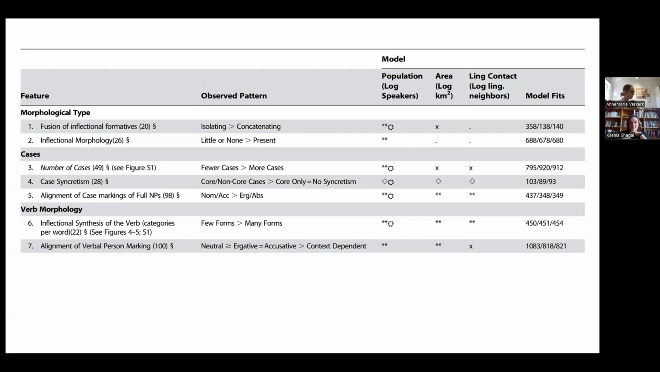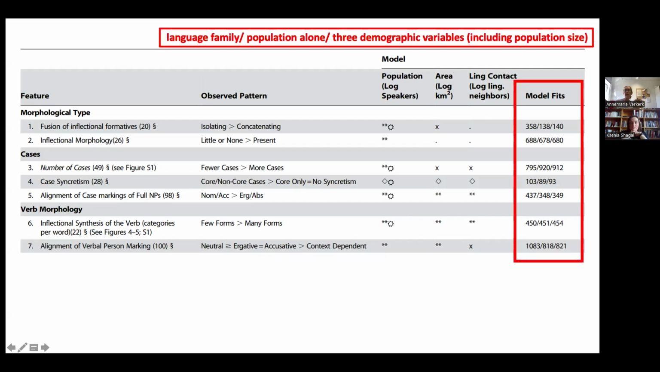Basically, they do a linear model where they test more complex versus less complex types of language structures in terms of these three different models. So either language family alone, or population size alone, or also including linguistic neighbors. And then you have these model fits on the right. But the best way to read the table is basically to go, okay, what are all these different symbols and what do they mean, right?